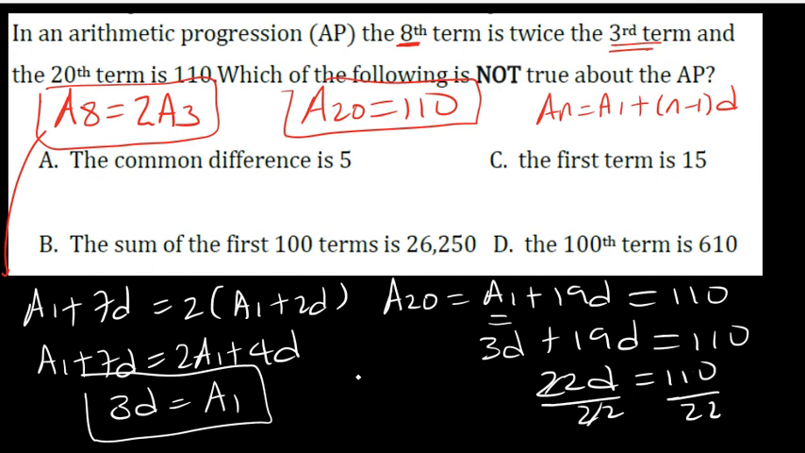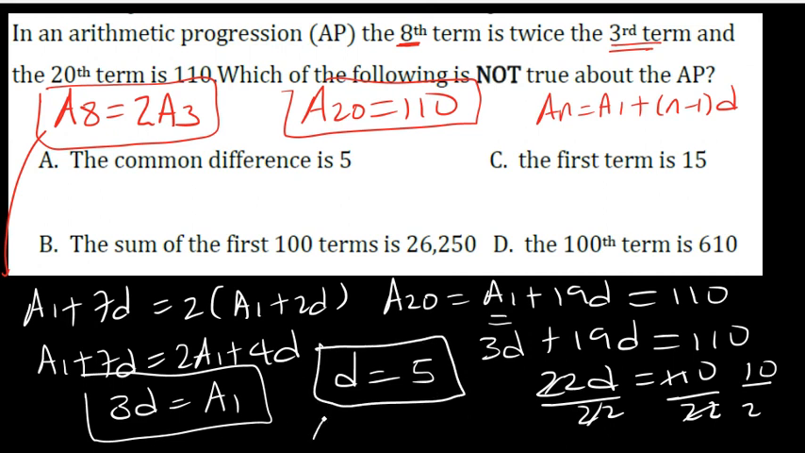So we can get the d now. The d value will be 10 over 2, which means it's 5. Okay, we have got the d value. The common difference is 5. And what about the a1?